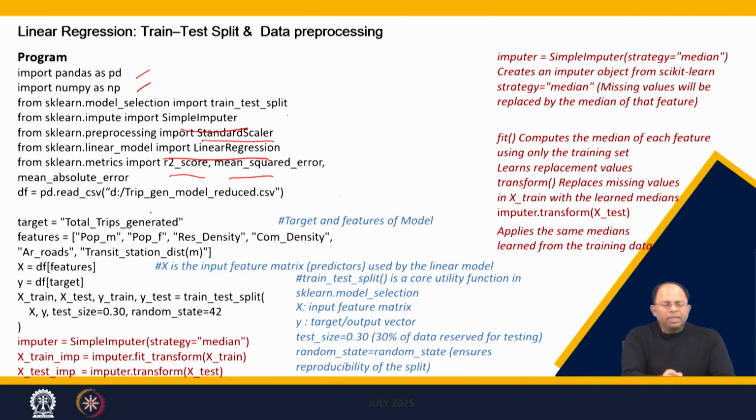So first we are loading the dataset, trip generation model, from my drive D into the data frame df, and then I am defining the target variable, which is total trips generated, and the features variable, and we are also choosing which are the features.